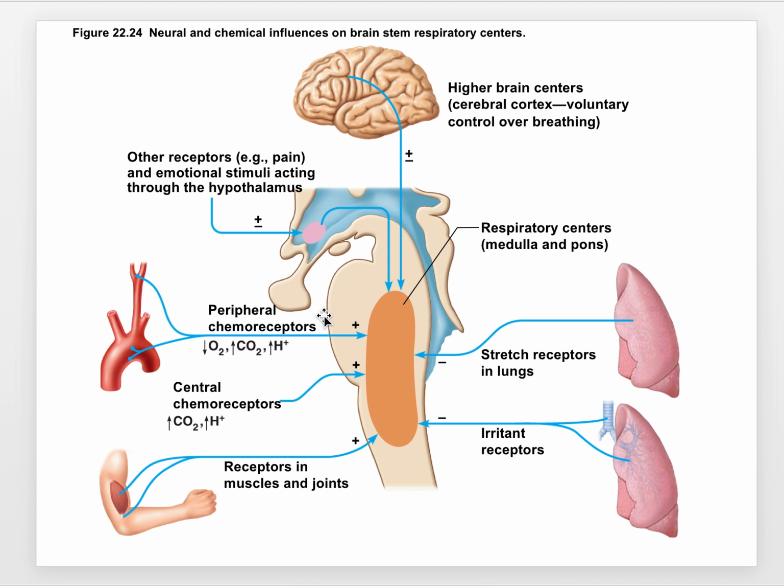This diagram shows the different neural respiratory centers. Higher brain centers from the cerebral cortex affect breathing. The hypothalamus can affect breathing. And there are peripheral chemoreceptors that detect oxygen, carbon dioxide, and hydrogen in the pons and in the medulla. So all these factors contribute to the neural control of breathing.